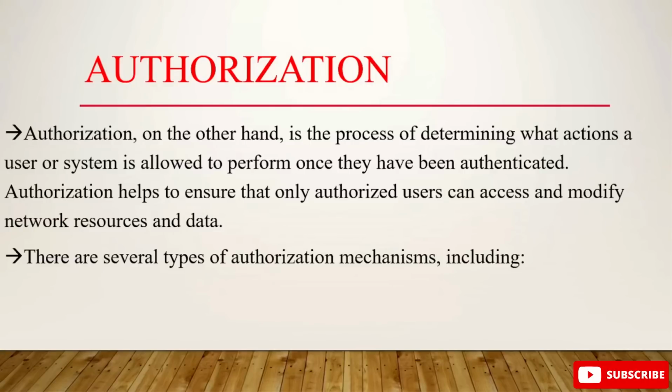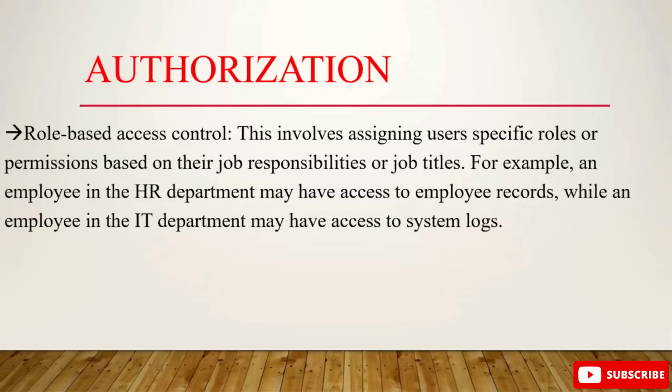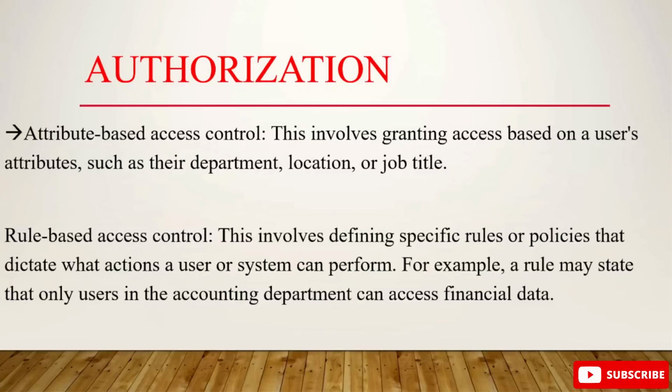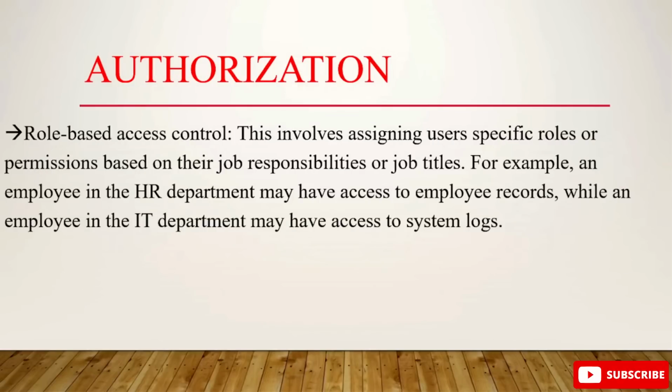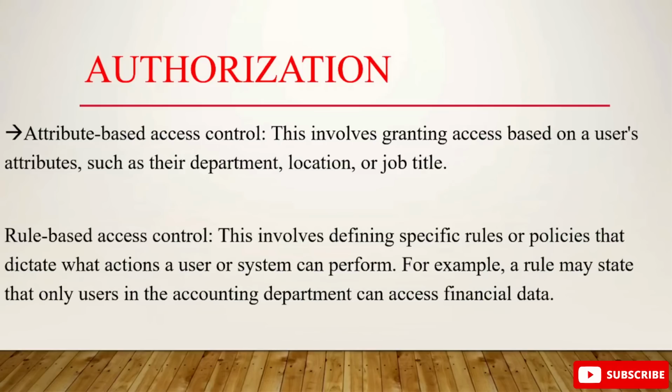There are several types of authorization mechanisms, including role-based access control, attribute-based access control, and rule-based access control. So these are three types of authorization. Role-based access control involves assigning users specific roles or permissions based on their job responsibilities or job titles. For example, an employee in the HR department may have access to employee records, while an employee in the IT department may have access to system logs.